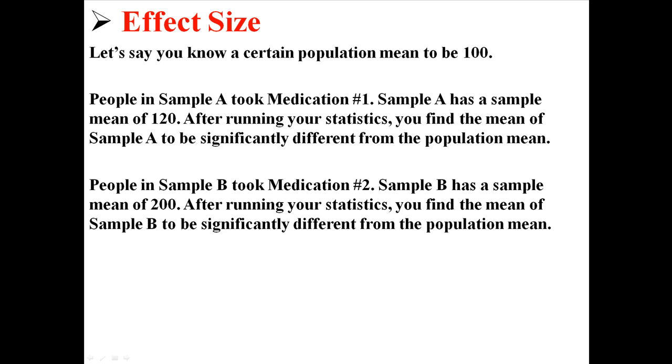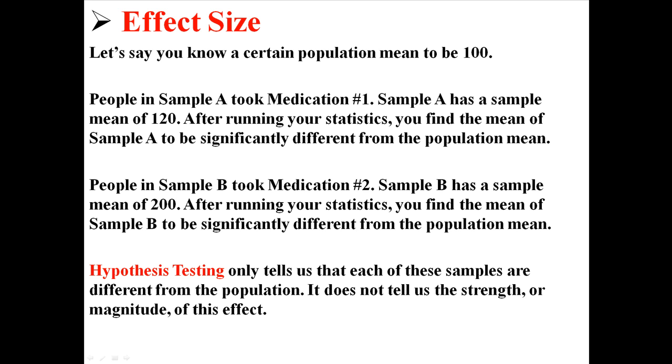Now, people in sample B took medication 2. Sample B has a sample mean of 200. After running your statistics, you find the mean of sample B to be significantly different from the population mean. Hypothesis testing only tells us that each of these samples are different from the population. It does not tell us the strength or magnitude of this effect.